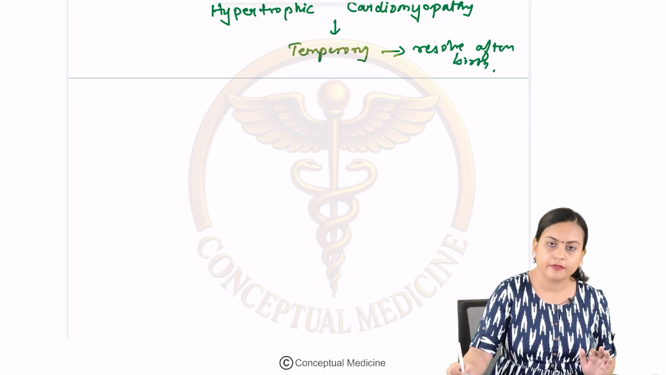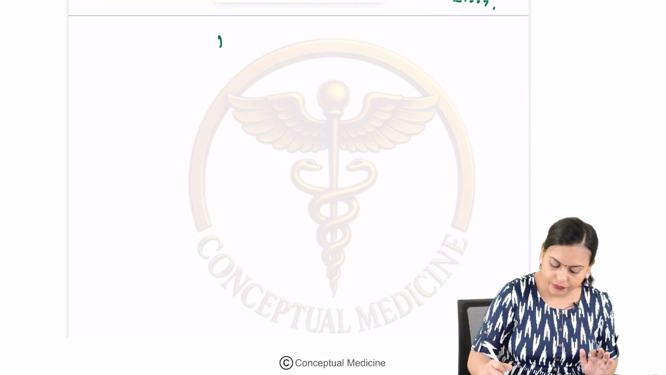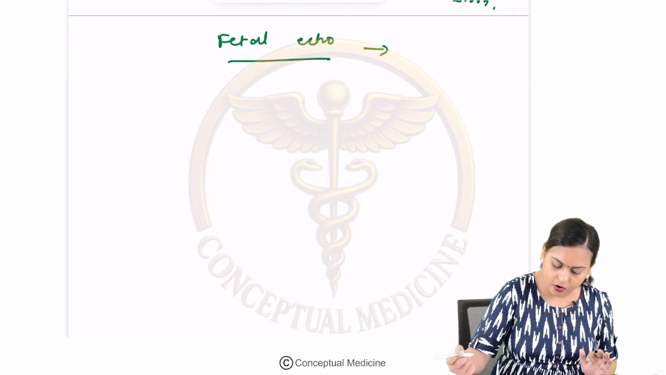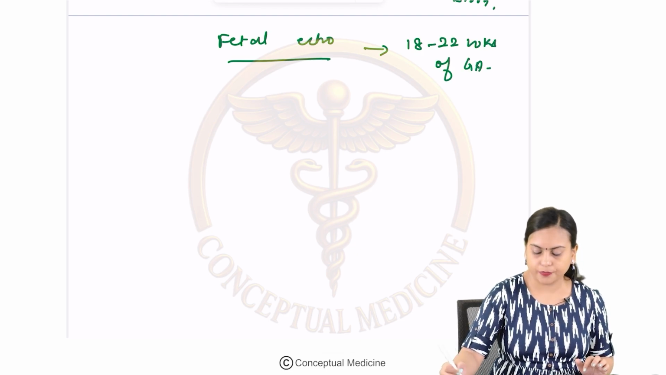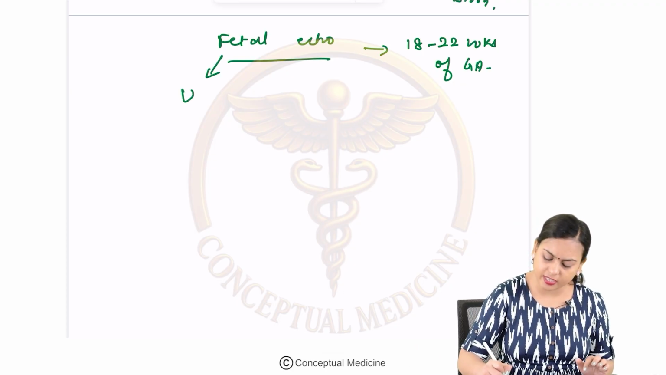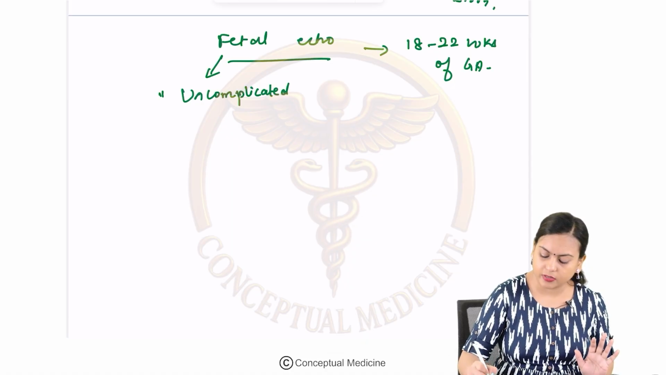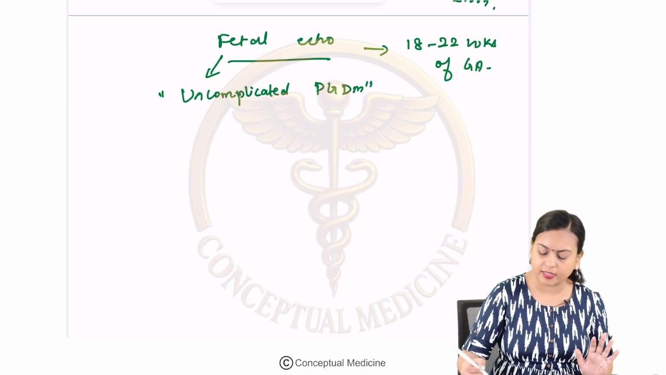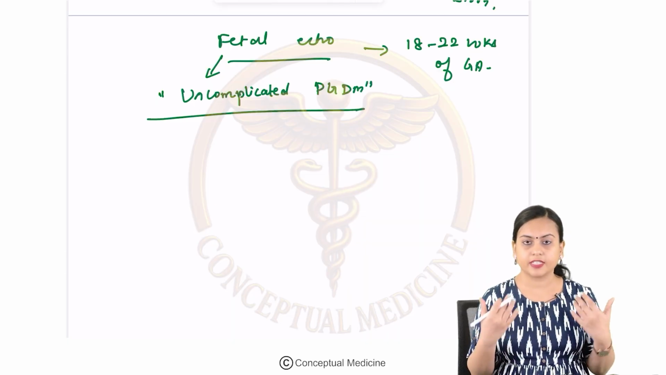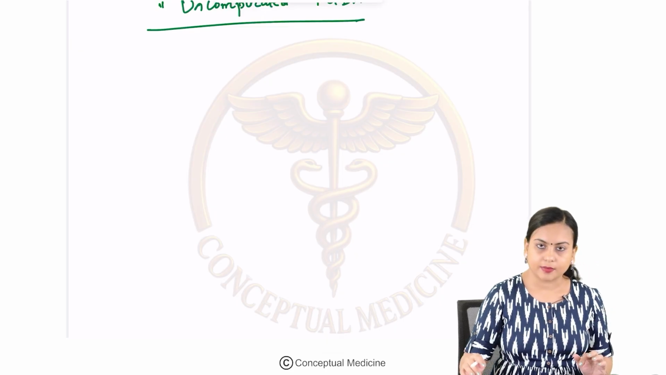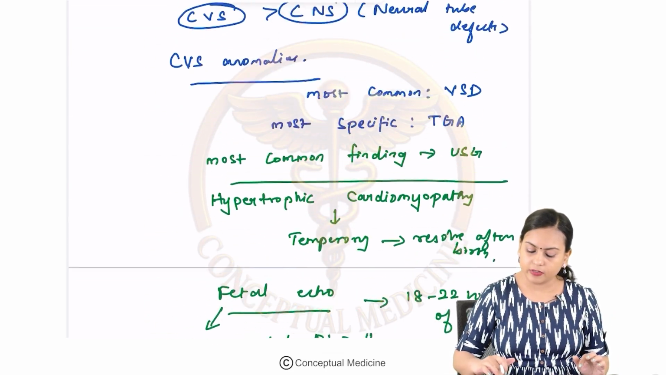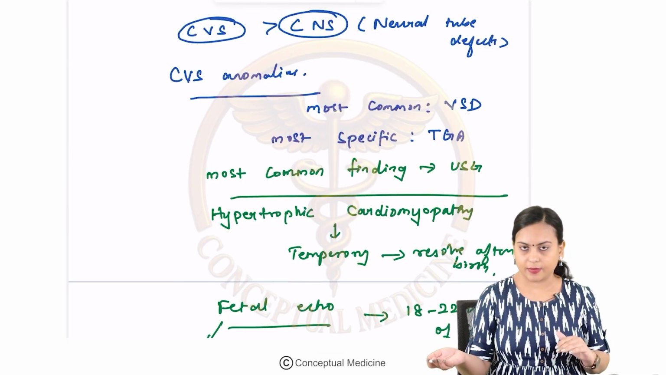However, we have to offer the fetus a fetal echo, and this should be offered between 18 to 20 weeks of gestational age. Clear? So, even if it is a pre-gestational diabetes mellitus and there are no complications, you have to do a fetal echo at 18 to 22 weeks of gestational age. Clear?